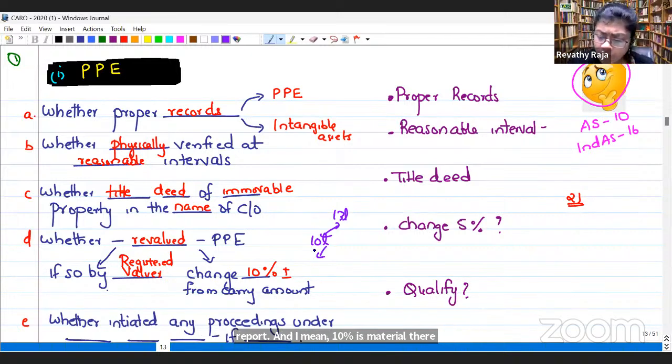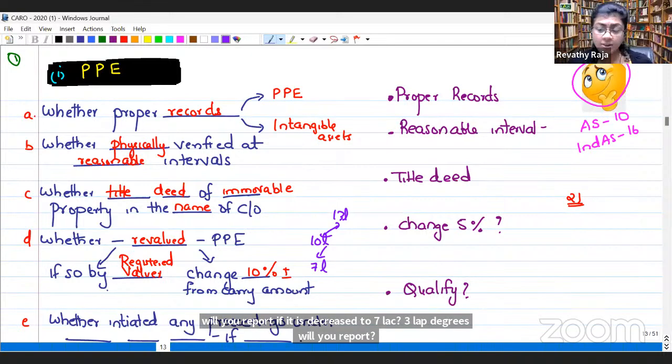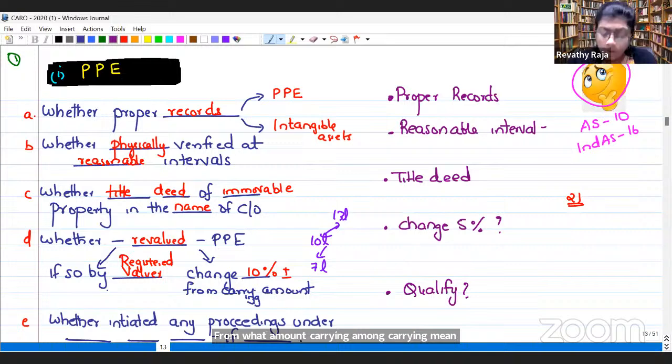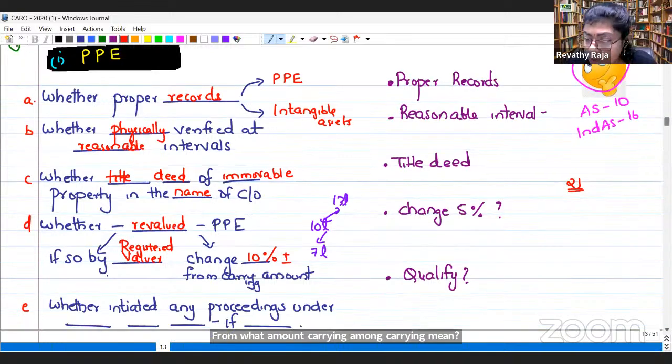Will you report if it is decreased to 7 lakh, a 3 lakh decrease? Answer is yes, plus or minus. Both you will report. From what amount? Carrying amount. Carrying means book amount. Can I go to E? Can we go to E?